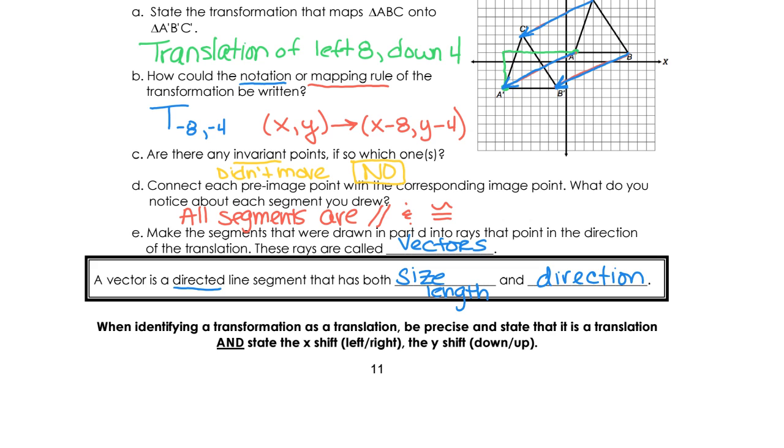All right. It says when identifying a transformation as a translation, be precise and state that it is a translation, and state the X shift, which is left or right, and the Y shift, up or down. Okay.